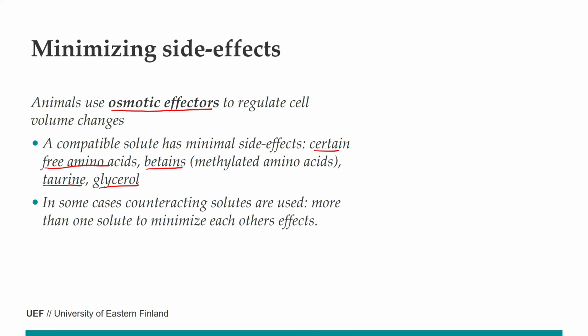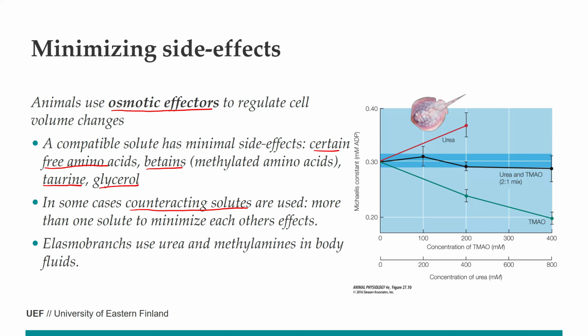And in some cases, we might also have counteracting solutes. So we have first an osmotic effector with a minimal side effect, but because it's still affecting, then we can have another molecule to counteract it. For example, in these elasmobranchs, sharks, rays, etc., they are using urea as well as these methylamines in the body fluids.